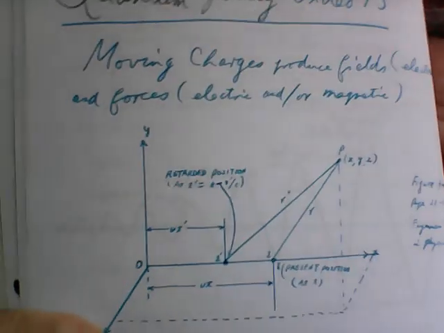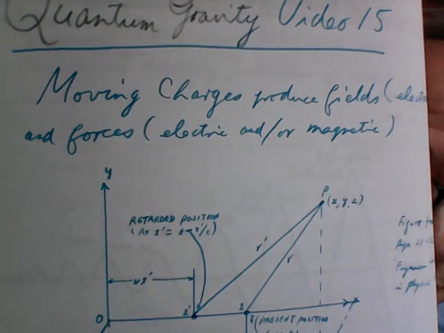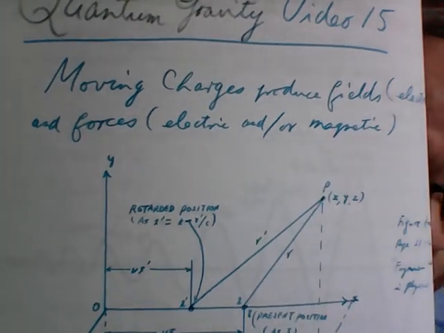In this series, I'm going to interpret how electromagnetic forces, that is either forces, electric or magnetic forces, are produced by moving charges. I have a diagram here. So first take a look at it.